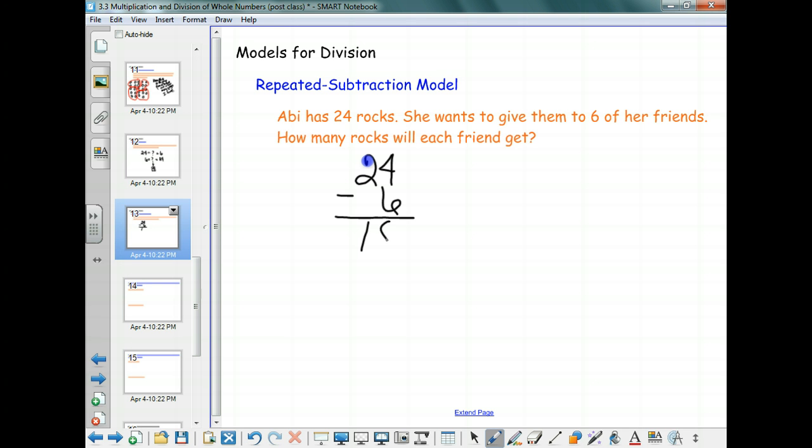18. Okay? And then her next friend comes to the front of the line. She has a friend named Ocean. Let's say Ocean comes to the front of the line. Ocean comes to the front of the line, and she says, I want my rocks too. And so Ocean gets another 6 rocks. Okay. Great. We have 12 left, you're right.